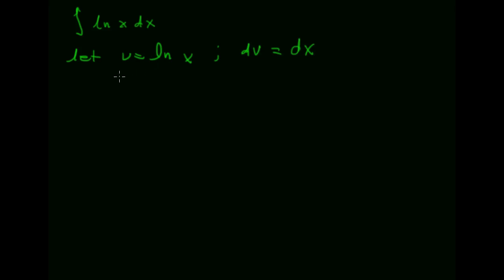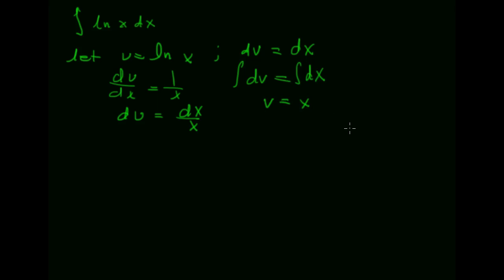In this one, we're going to take the derivative: du/dx is equal to 1 over x, so du is equal to dx over x. That's pretty straightforward, right? And then here we're going to take an antiderivative. The antiderivative of dv is equal to the antiderivative of dx, which means v is x. Okay, so that's not so bad.